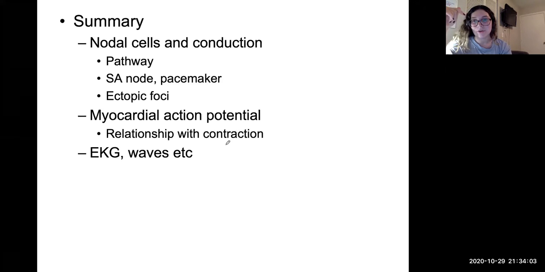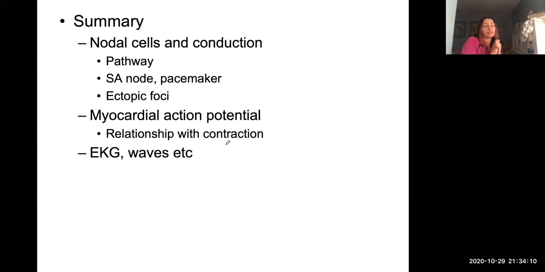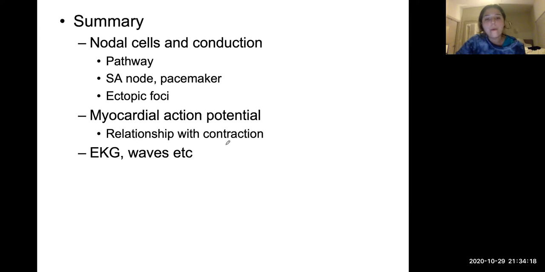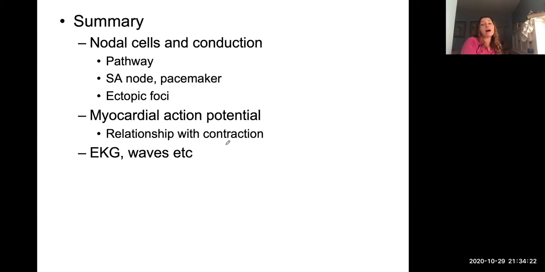So the T tubule, and then doesn't it release the calcium? Yeah, briefly. So it releases the calcium, and the calcium comes out of the sarcoplasmic reticulum, and then it binds to the troponin, and it moves the tropomyosin, and it allows for muscle contraction. And that's the relationship that the myocardial action potential has with contraction.